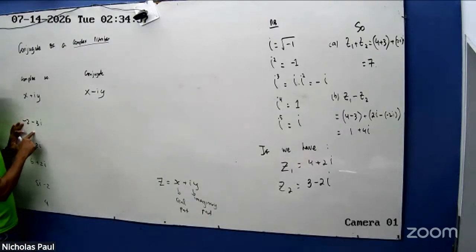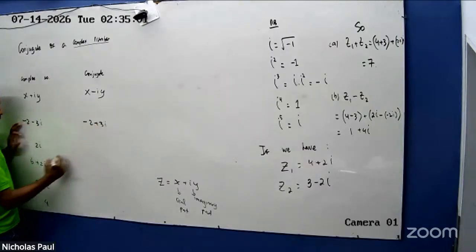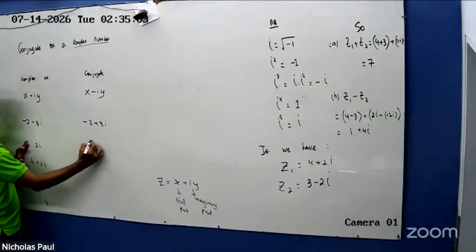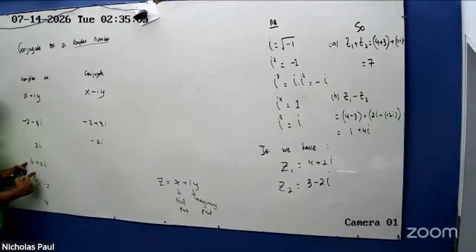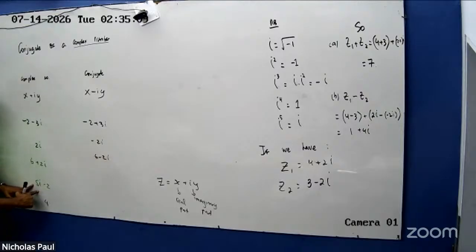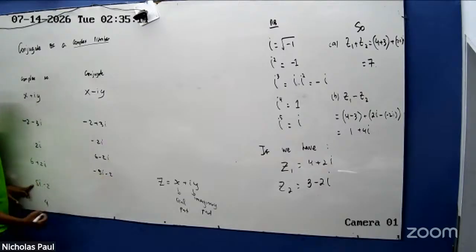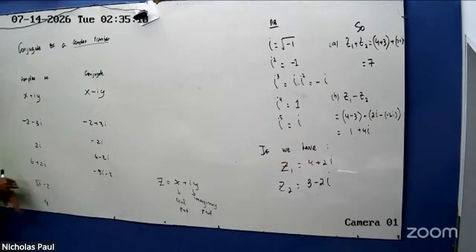What's the conjugate of this? Minus 2 plus. What's the conjugate of this? Minus. What's the conjugate of this? Minus 5i minus 2. If you want, you can switch it around and then change. How about 4? It stays the same.